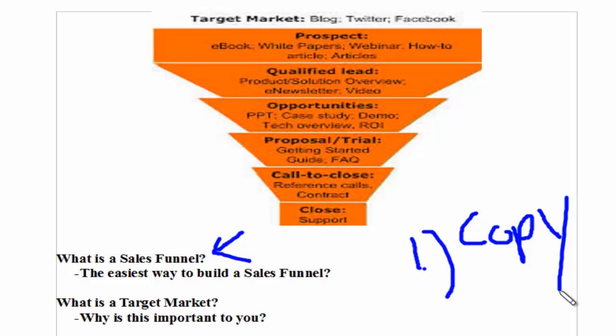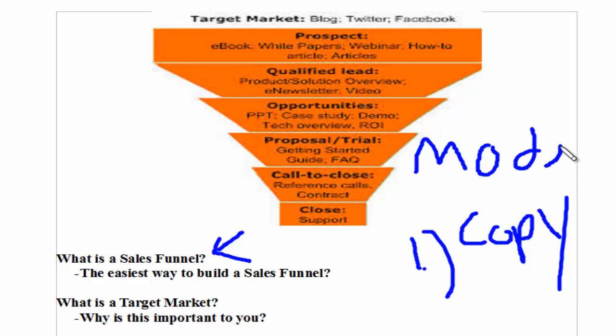I may buy a product for one specific reason, all right? For one specific reason. And whatever that reason is, that's something that you may want to implement in your marketing. All right. So it's important that you are modeling other successful people online.